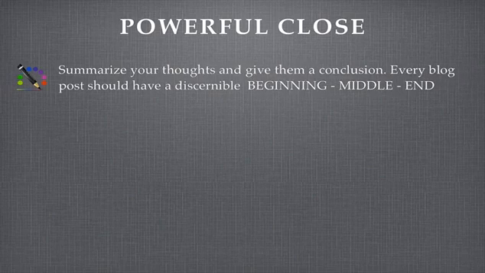Have a powerful close. The powerful close is done by summarizing your thoughts, giving them a conclusion, and having a discernible beginning, middle, and end. They need to know it's the end of the post. They need to know it's the beginning of the post because you're starting the story. The middle is where you're giving them the modular content, A, B, C, D. Step 1, step 2, step 3, and the end is the summary.